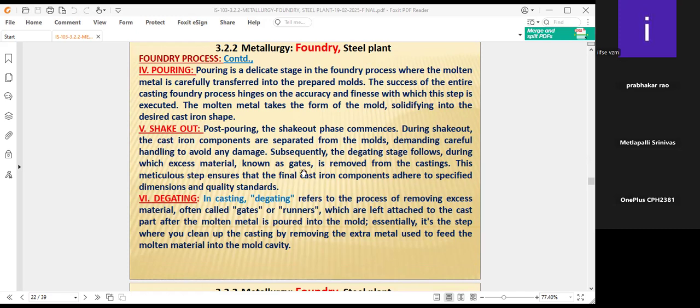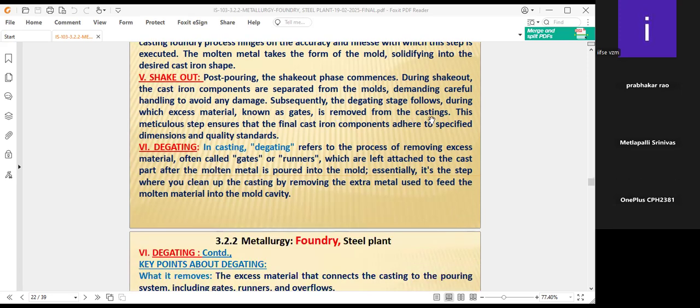The excess material is known as gates. Wherever the excess materials are there, sticking to the molten melt as well as the casting surface, it is very hard and very sensitive to remove. That is why it is removed from the casting. This meticulous, important step ensures that the final cast iron components adhere to the specified dimensions and the quality standard.